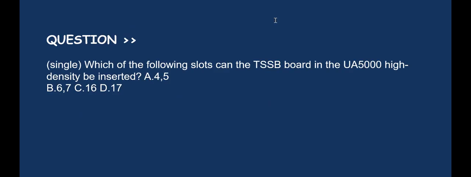Next one. Which of the following slots can the TSSP board in the UA5000 high density be inserted? Option A 4-5, option B 6-7, option C 16, option D 17. The correct answer is option D.